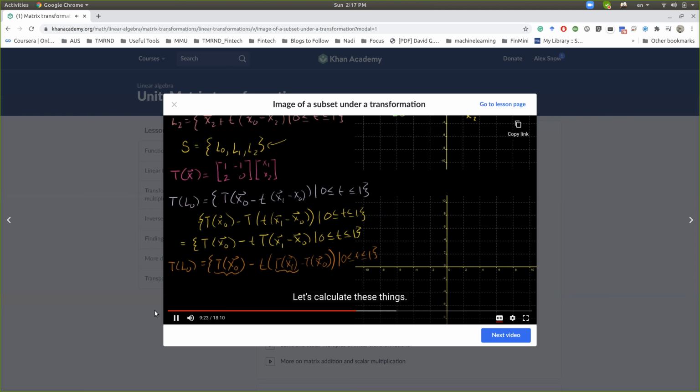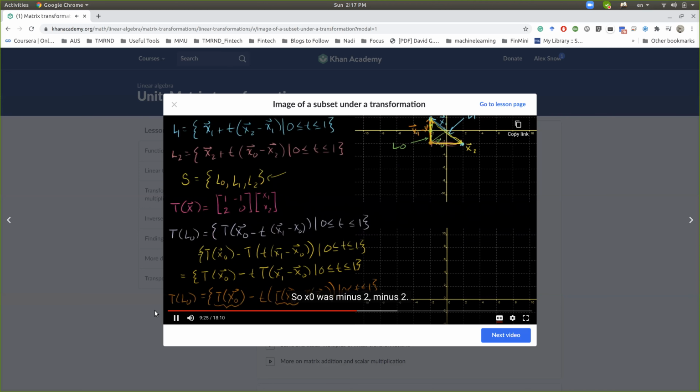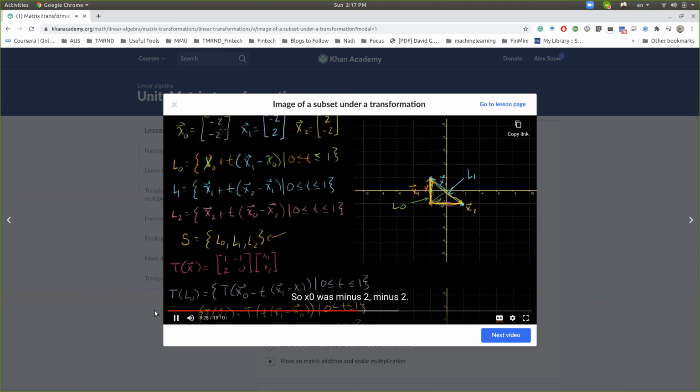Let's calculate these things. So x naught was (-2, -2). Let me write out the transformation of x naught so I don't make any careless mistakes. The transformation of x naught is equal to the matrix [1, -1; 2, 0] times (-2, -2). And so what would this be equal to? 1 times -2 plus -1 times -2. That's going to be a plus 2. So it's -2 plus 2, which is equal to 0. And then we have 2 times -2, which is -4.